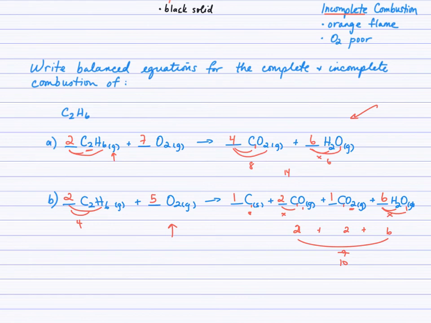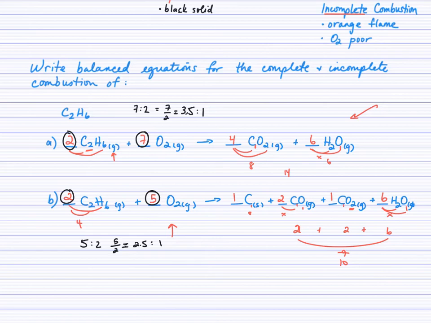Okay, and the last thing to point out here is just the idea of the oxygen-rich and oxygen-poor reactions here. Notice the ratio of oxygen to the fuel in the complete combustion reaction is 7 to 2, right? And 7 to 2 is really 3.5 to 1. When you check the incomplete combustion ratio, you'll see 5 over 2, which is really 2.5, right? This was our ratio 5 to 2, which is 2.5. So I really have 2.5 to 1.